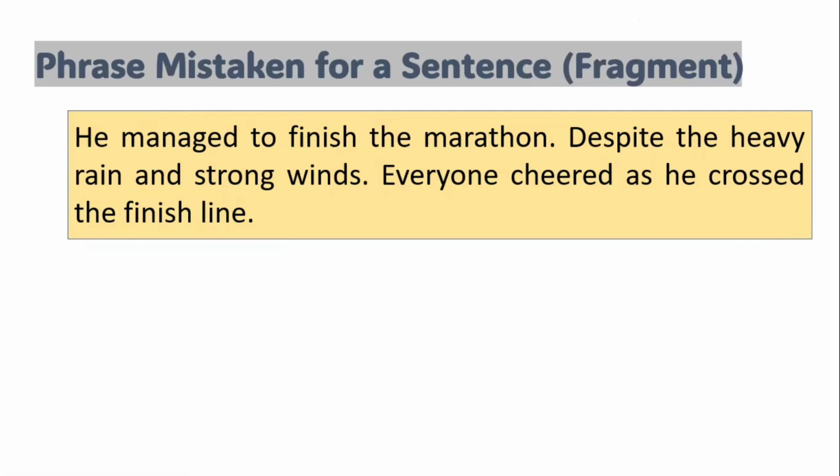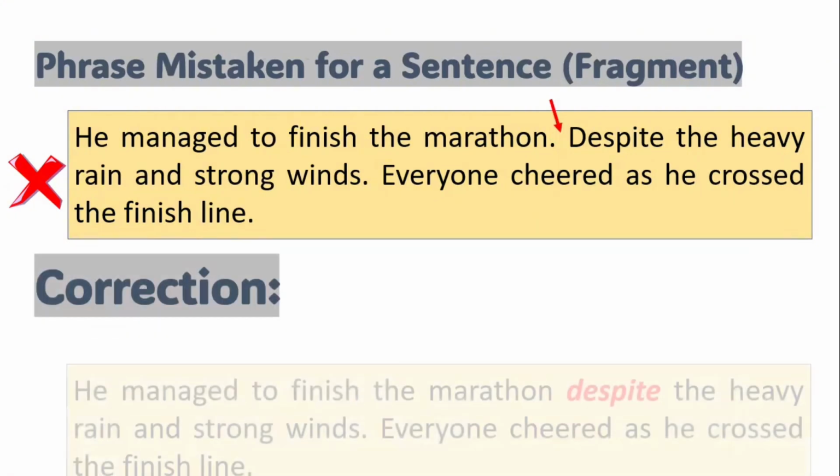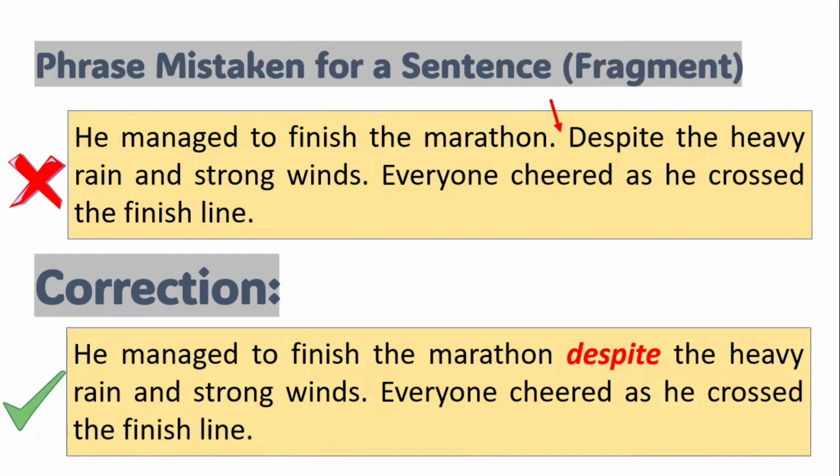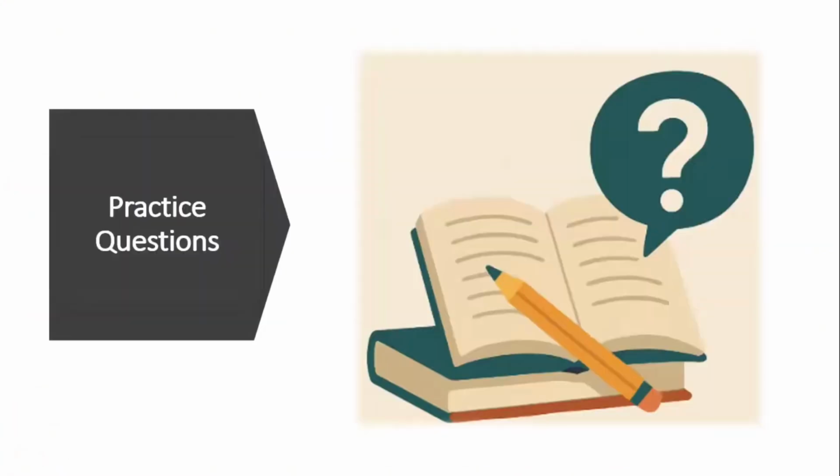Okay, so how can I correct the sentence? It's simply by linking the two sentences together. So I would say, he managed to finish the marathon despite the heavy rain and the strong winds. Everyone cheered as he crossed the finish line. So this one is okay. So be careful with this one. Okay, these are usually the common causes for having fragment sentences.